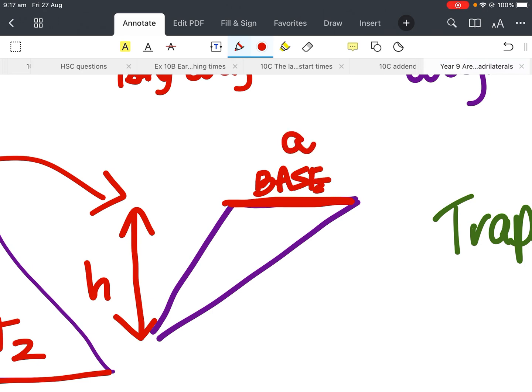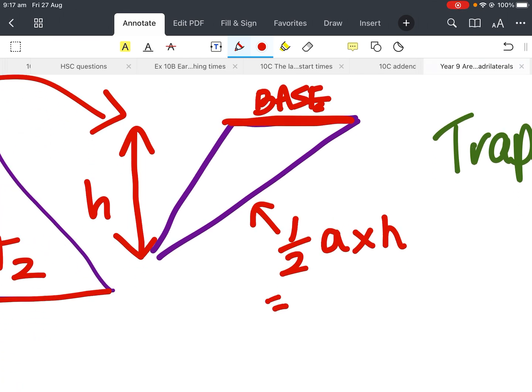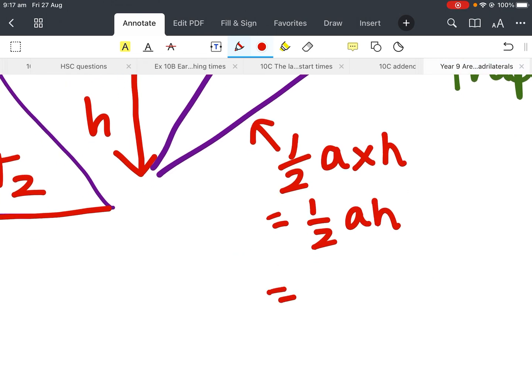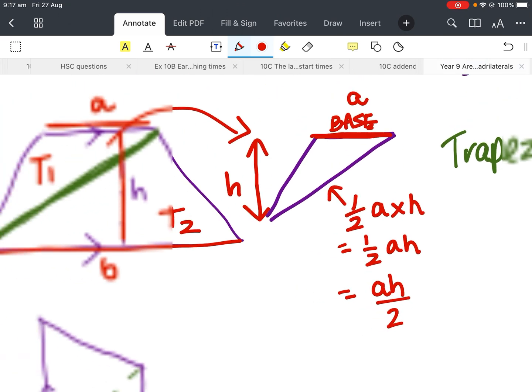So if you remember, how do you work out the area of a triangle? You go half times the base, which in this case is A, times the height, don't you? So a bit of algebra, we get a half AH, or if you like, I think she puts it AH over 2. Doesn't really matter, they both mean the same thing in algebra.